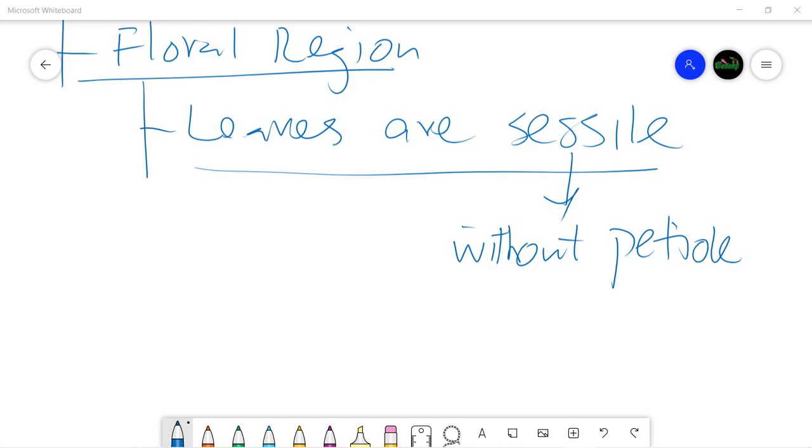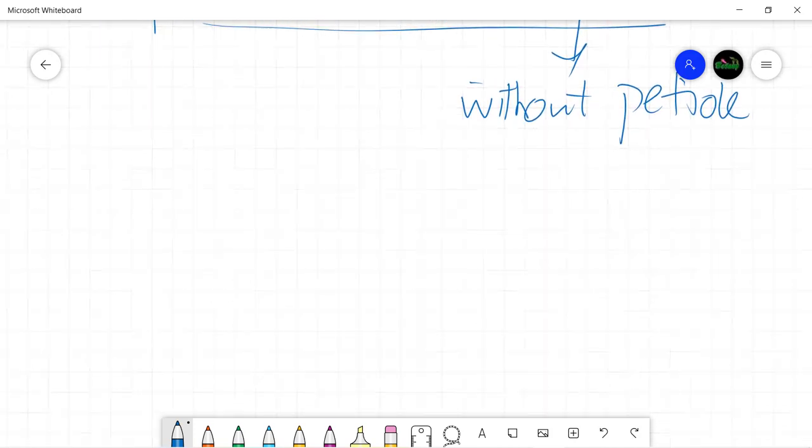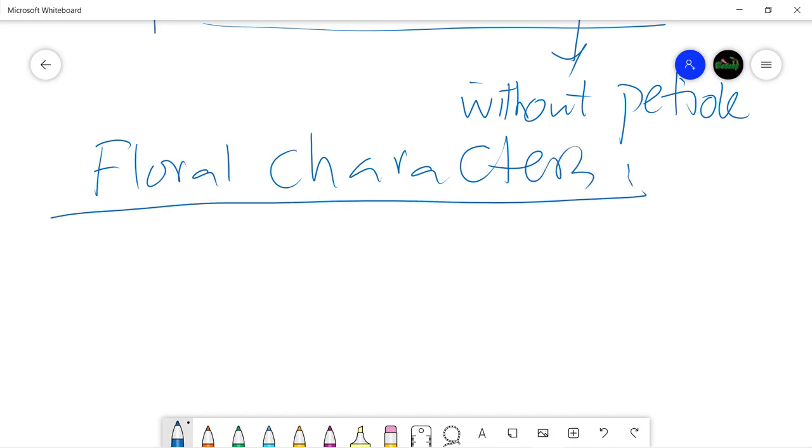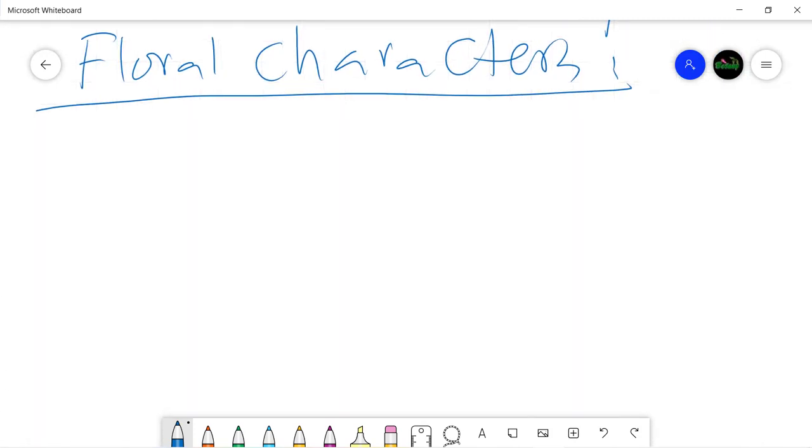We were discussing family Cruciferae or Brassicaceae, and in the previous videos we discussed its vegetative characters, and now we start its floral or reproductive characters. So, floral characters of family Brassicaceae, starting with inflorescence.